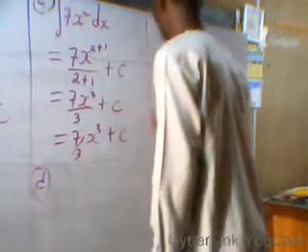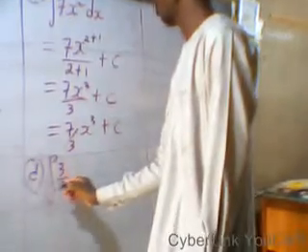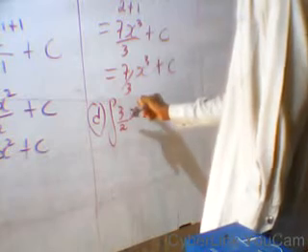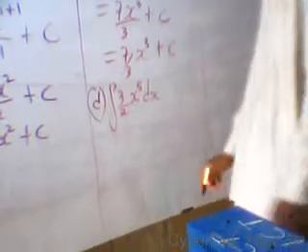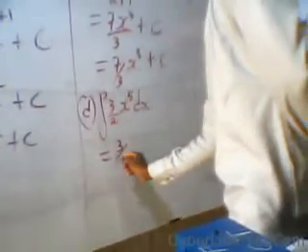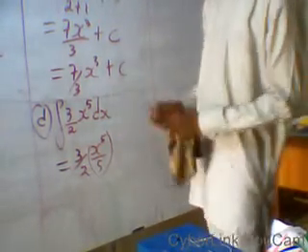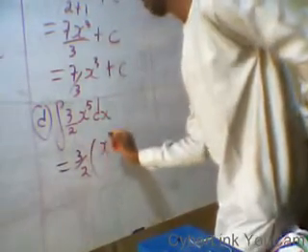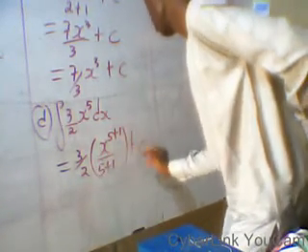So d, in d we are given the integral of 3 all over 2 x raised to the power 5 dx. And this is the same thing as 3 all over 2 times x raised to the power 5 all over 5. You can separate it. It's better you put it in bracket, because what you have here is going to multiply. What you have here is x raised to the power 5 plus 1 all over 5 plus 1. Then plus c. You are seeing the constant of integration.